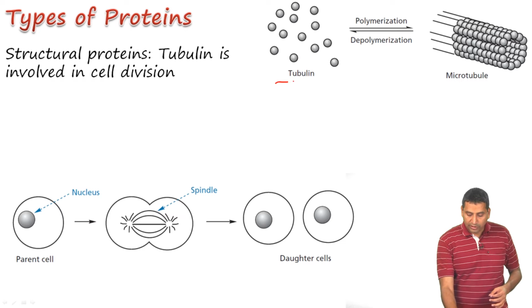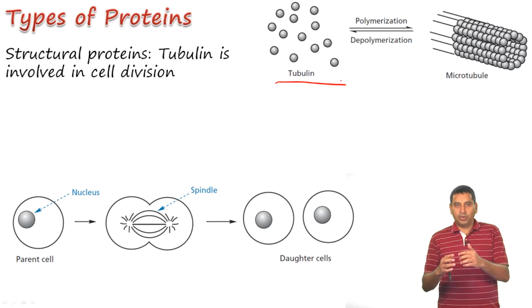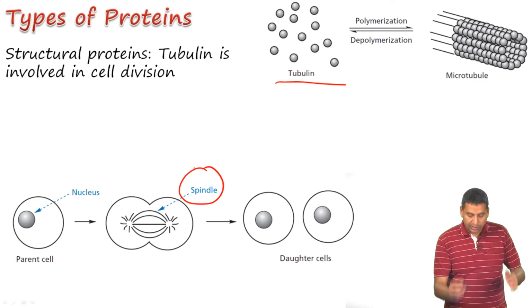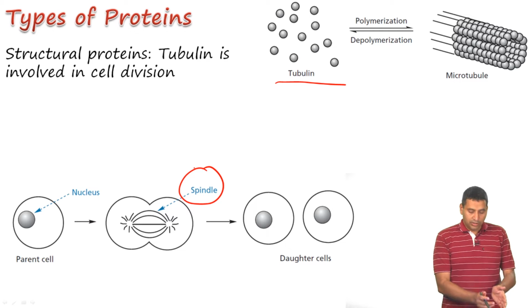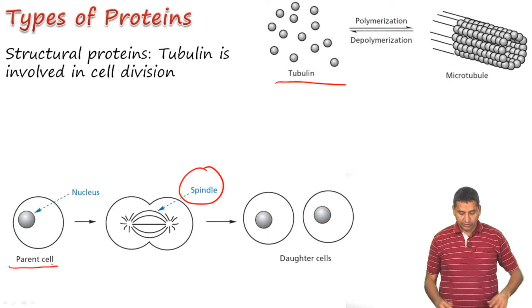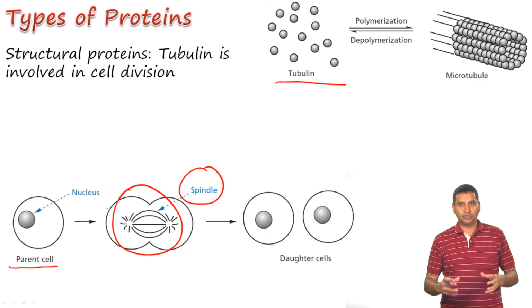Tubulin is a very important protein because it can undergo polymerization and depolymerization. It provides a very important structure, the spindle, during cell division. Here, a parent cell divides into two daughter cells, and the spindle formation is a really important part of cell division.